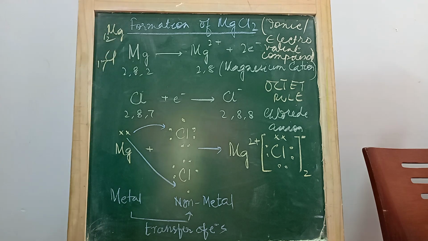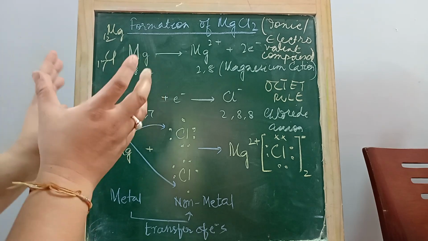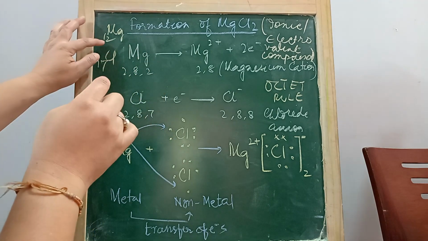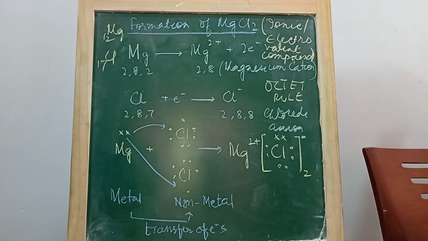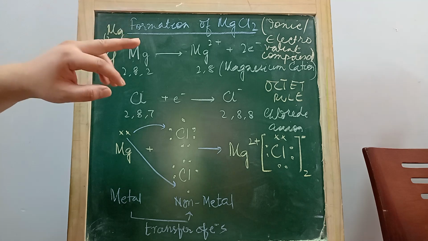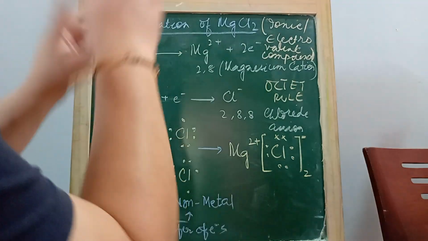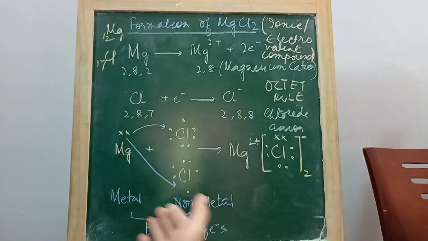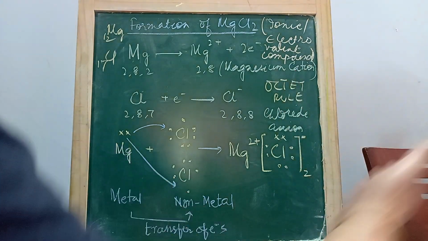So the atomic number of magnesium is 12, which means that in the magnesium atom, in the nucleus there are 12 protons, and around it 12 electrons are revolving. The electronic configuration of an element means how the electrons are arranged around the nucleus in the various shells. The first shell is called K shell, then L, then M, then N shells.